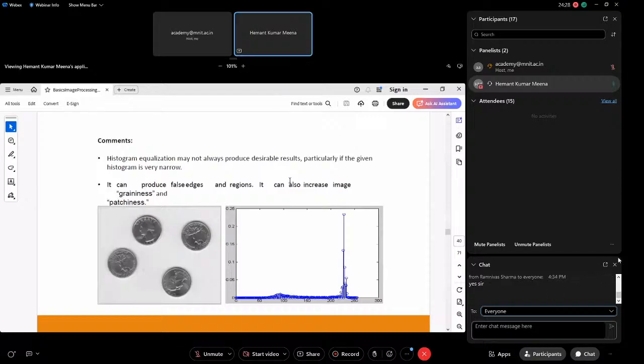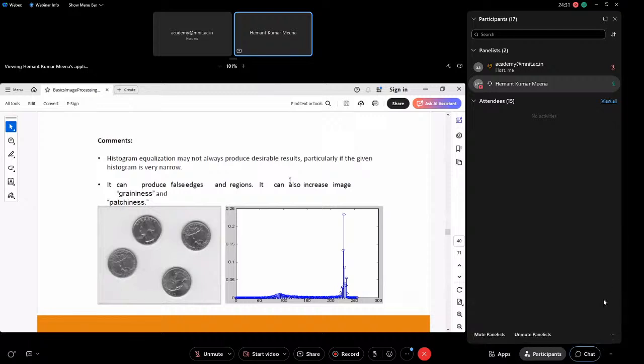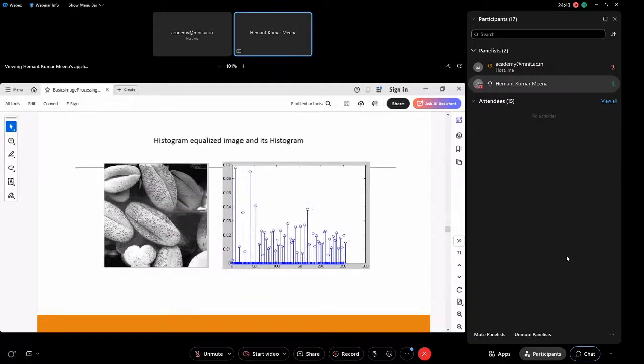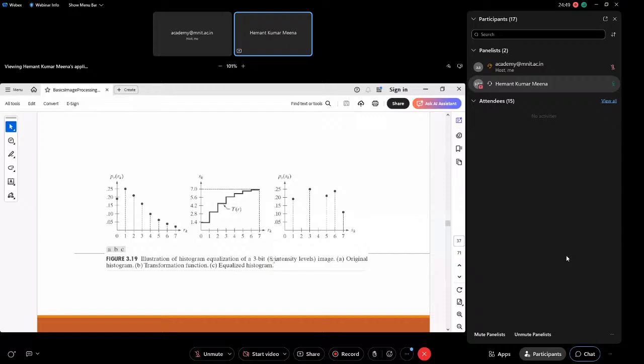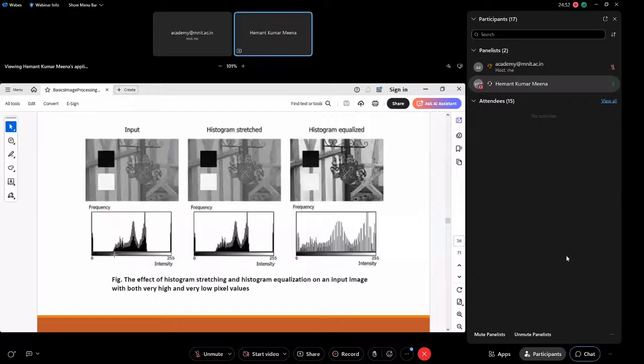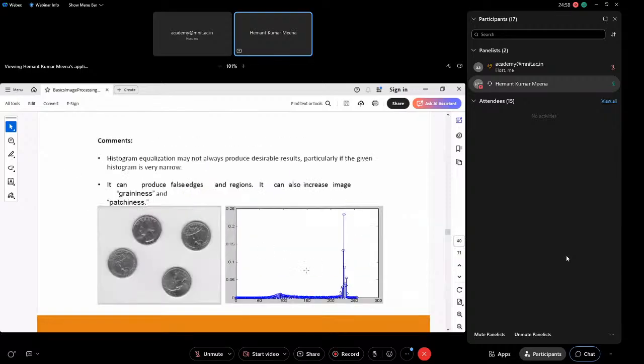But remember, histogram equalization may not always give the desirable results, when the given histogram is very narrow. If you see the earlier diagram, here it is a range between 0 to 70, and even in the earlier one, it's quite a big range. But when it is a very small range, for example, 230 to 240, almost a range of 10, there it is not there.